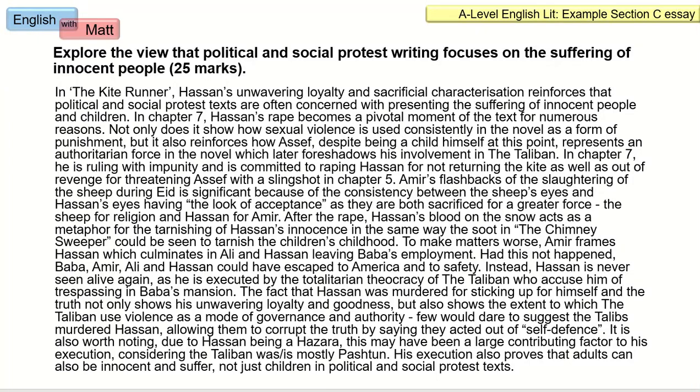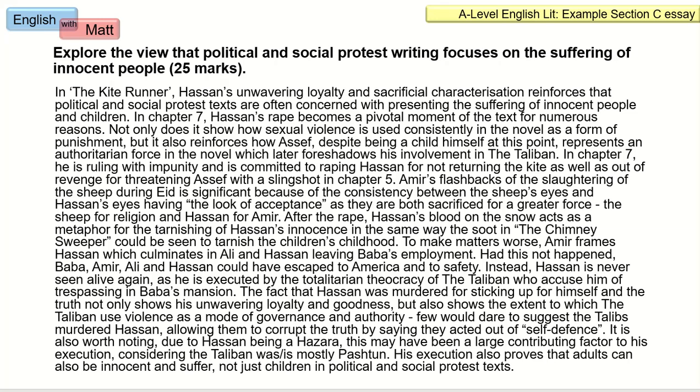In chapter 7, he is ruling with impunity and is committed to raping Hassan for not returning the kite, as well as out of revenge for threatening Assef with a slingshot in chapter 5. Amir's flashbacks of the slaughtering of the sheep during Eid is significant because of the consistency between the sheep's eyes and Hassan's eyes having the look of acceptance, as they are both sacrificed for a greater force, the sheep for religion and Hassan for Amir. After the rape, Hassan's blood on the snow acts as a metaphor for the tarnishing of Hassan's innocence, in the same way the soot in The Chimney Sweeper could be seen to tarnish the children's childhood.